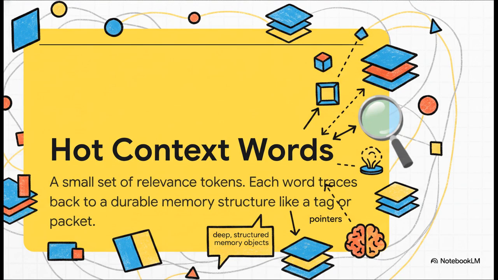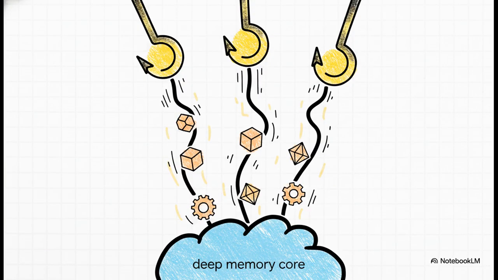But Nexus uses this clever trick called hot context words. It's just a tiny, active set of keywords that grounds the current session. And these aren't just random words. Each one is like a direct hyperlink, a pointer, that connects right back to a rich, structured memory in that database we just talked about. And you can see a great example right here. When you jump back into a project, the system doesn't need to load the whole history. It just loads these few hot words. And they act like hooks, instantly yanking all the important stuff, the concepts, the decisions, the open questions, right out of its deep memory. Your entire project context just snaps back into place, like instantly.